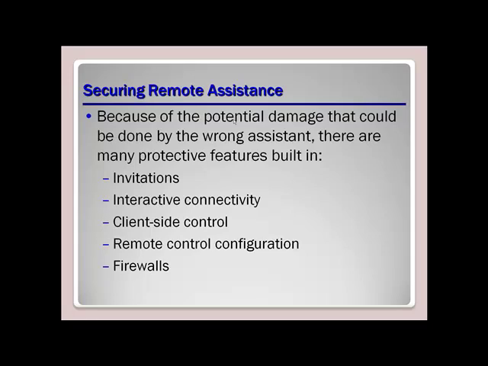Last but not least, firewalls provide some protection as well. Remote assistance uses Transmission Control Protocol, TCP port number 3389 for all its network communications. Therefore, you can always block that port if need be, if you want to be really sure that no one's going to use remote assistance on your network.